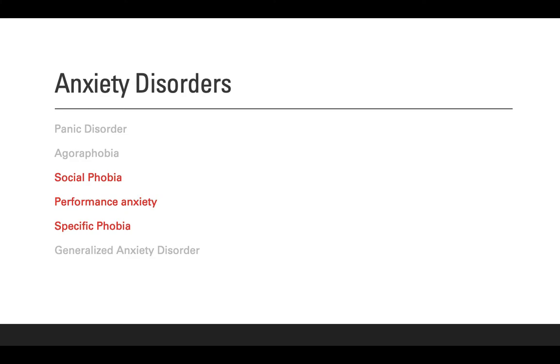All right, social phobia, performance anxiety, and specific phobia. Social phobia, literally just fear of any social situation. These people don't like to talk in front of people. They don't like to be around people because they're anxious, nervous, don't want people. They're uncomfortable in crowds. It's kind of the simple way to put it.